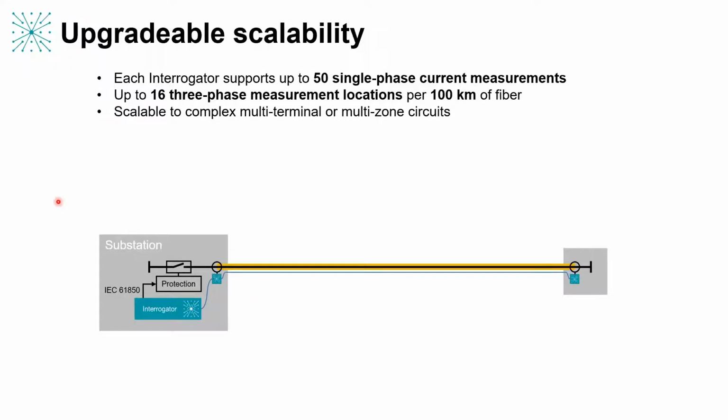Furthermore, the system is also uniquely scalable and upgradable. Each single interrogator can support up to 50 passive single-phase current sensors over a nominal distance of 100 kilometers of fiber. This means that a single interrogator is capable of monitoring up to 16 three-phase locations, which again is unmatched by any other measurement technology that we are aware of today.